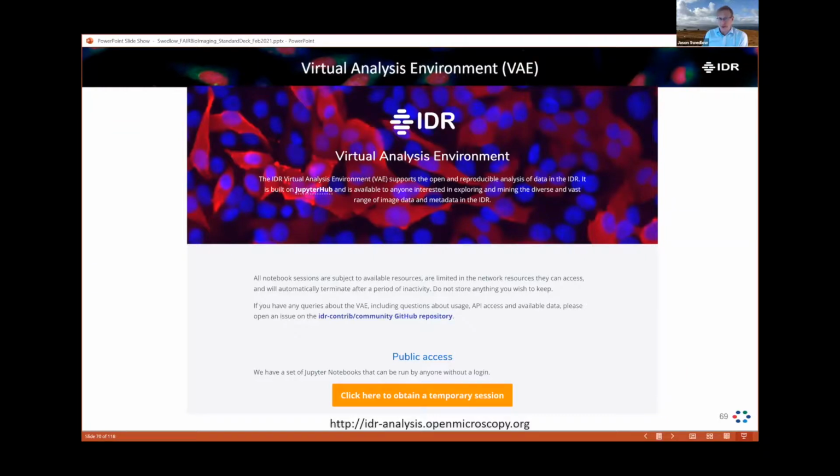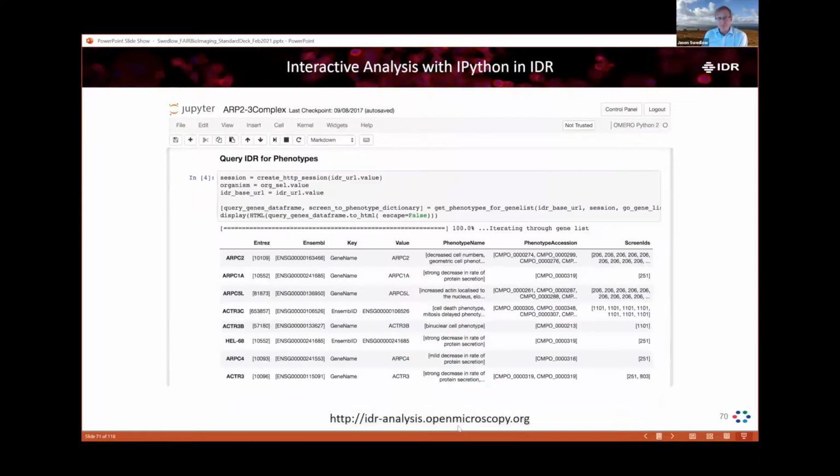We call this the virtual analysis environment, or VAE. The URL is at the bottom of the slide there, so have a look at that. Some of you will know this technology. This may be new to some of you. This is a Jupyter notebook, which we provide sample notebooks for in the virtual analysis environment for doing analyses.